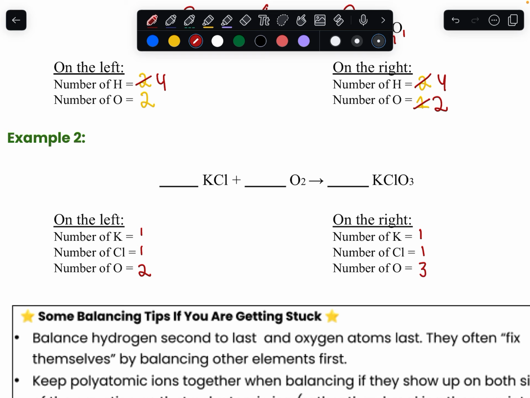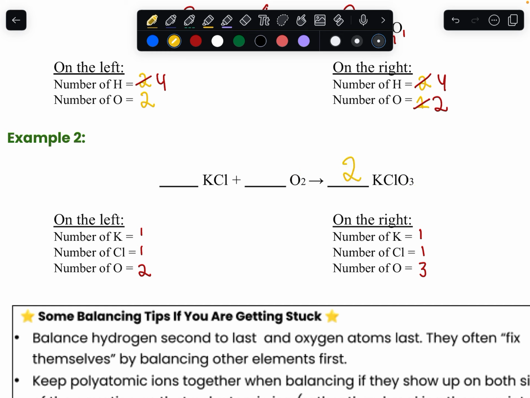When we do this, now we have to adjust and start by adjusting things that are out of balance. In this case, it's the O. So right now I have 3 O's on this side and 2 O's over here. Kind of like we did in formula writing, we have to find the least common denominator between those two, which is going to be 6. So we need to get each side to have 6 oxygens.